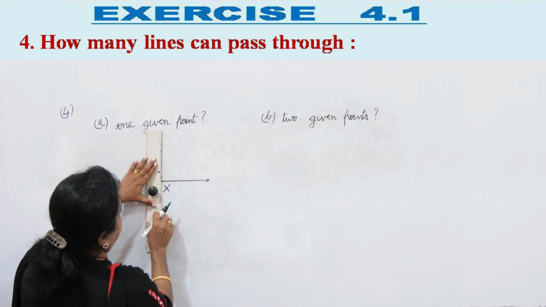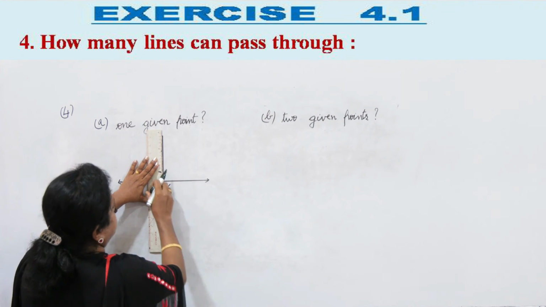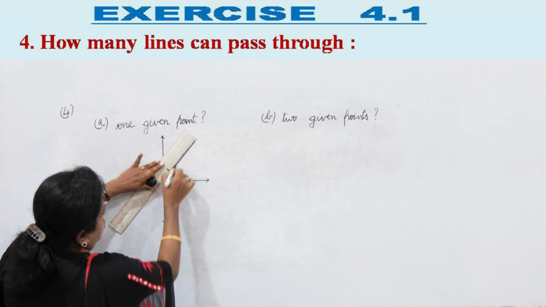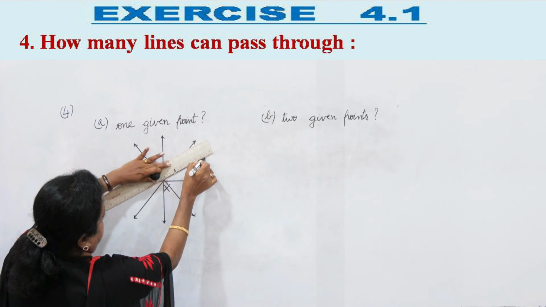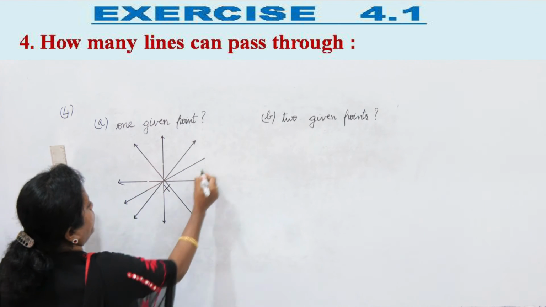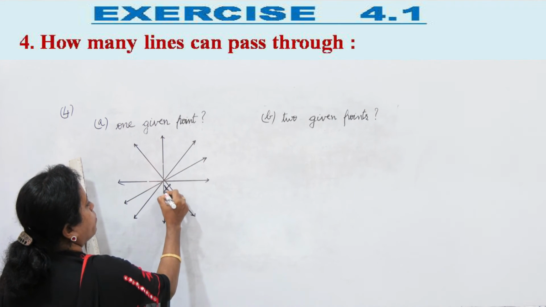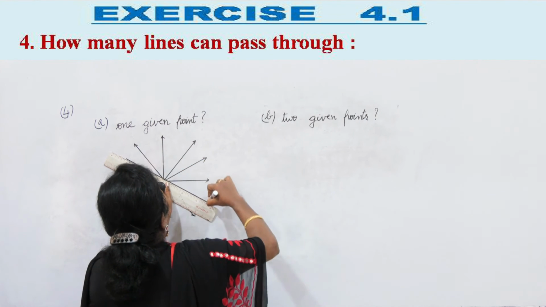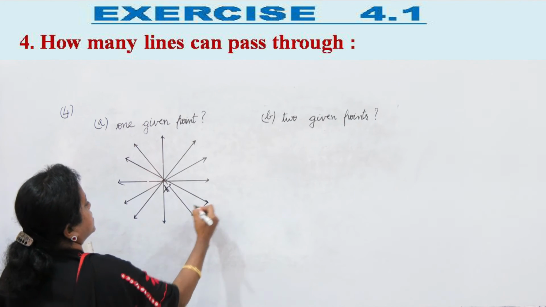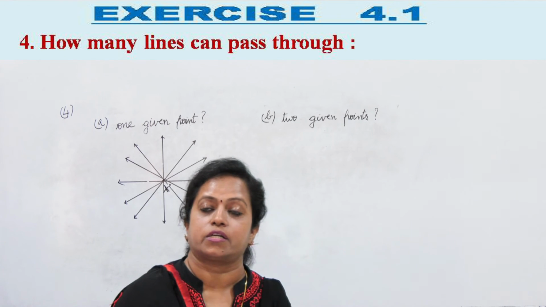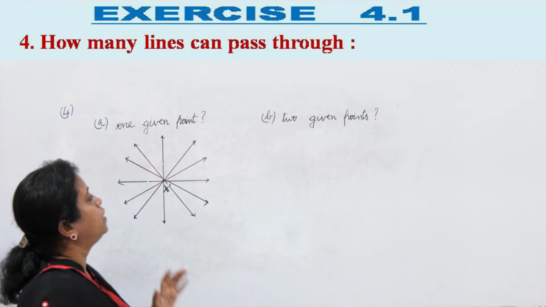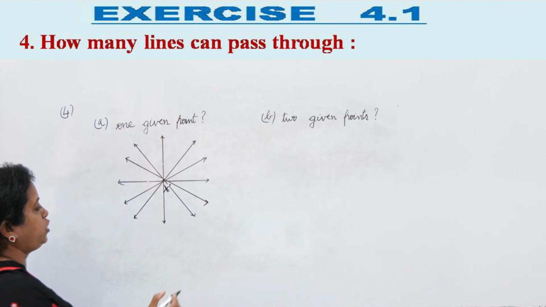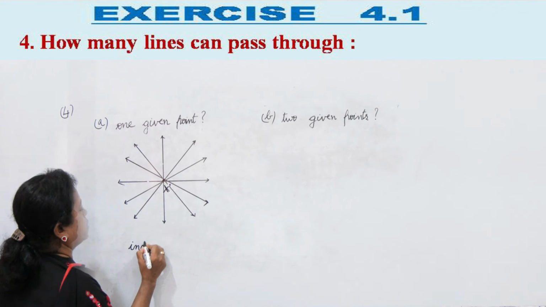I can also draw a line in this direction passing through the point X, or I can draw in this direction. So you can see I can draw so many lines passing through this point X. Even more lines I can draw which can pass through this point X. That is, you can draw indefinite or countless number of lines which can pass through a given point. That is, through a given point you can draw indefinite number of lines.